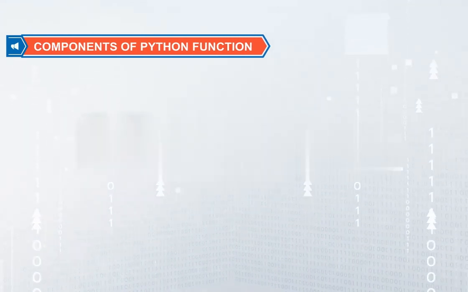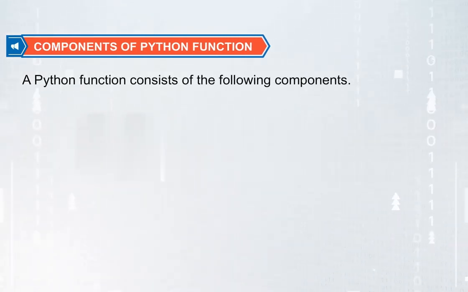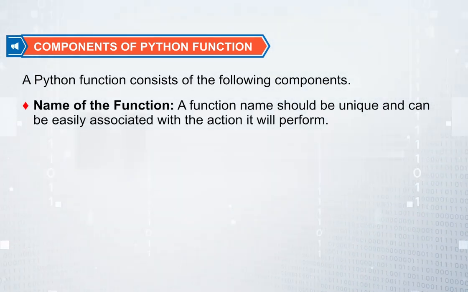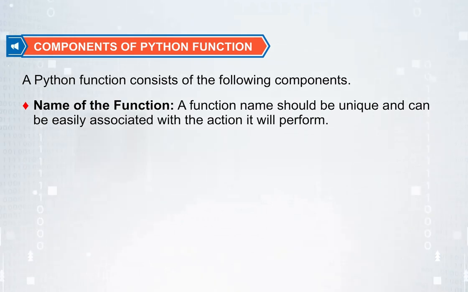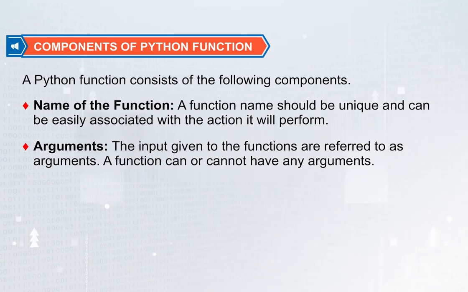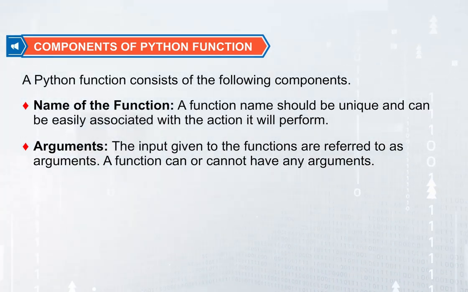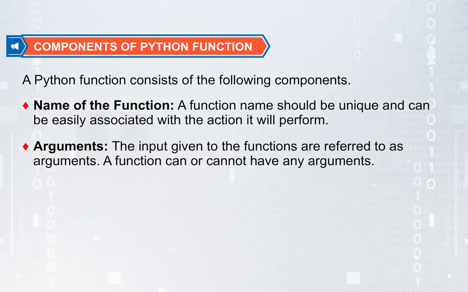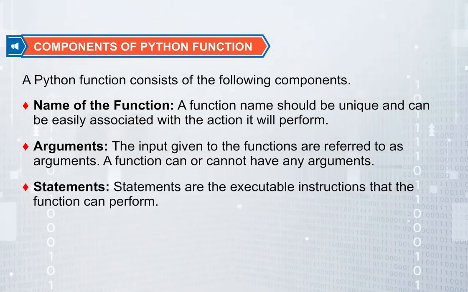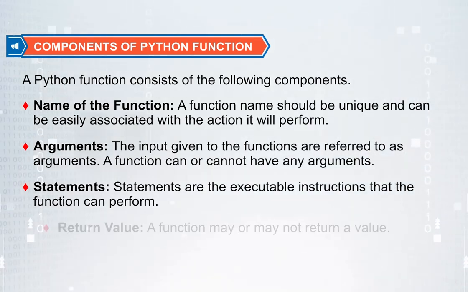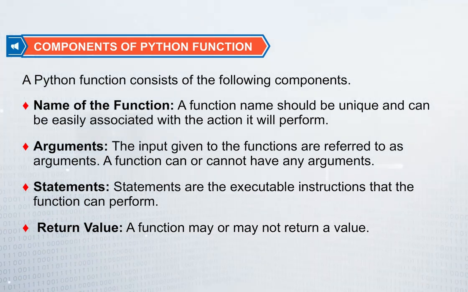Components of Python function. A Python function consists of the following components. Name of the function. A function name should be unique and can be easily associated with the action it will perform. Arguments. The input given to the functions are referred to as arguments. A function can or cannot have any arguments. Statements. Statements are the executable instructions that the function can perform. Return value. A function may or may not return a value.